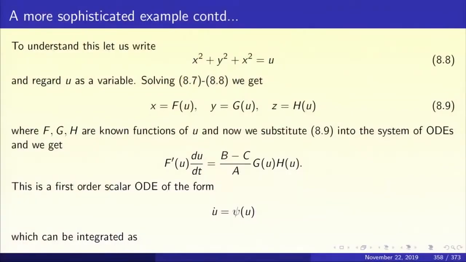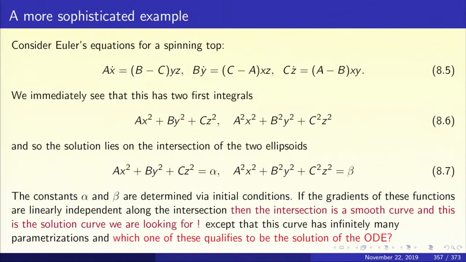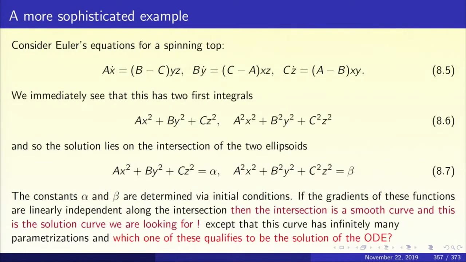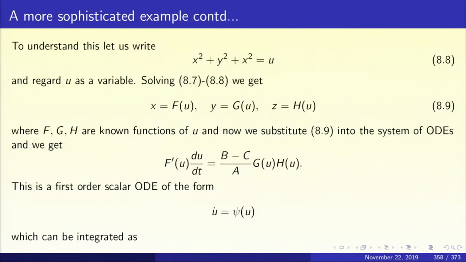So let us write x squared plus y squared plus z squared equal to u. You see, we already have two equations 8.7, and by looking at these two equations, by symmetry, cook up one more equation, x squared plus y squared plus z squared. But x squared plus y squared plus z squared is not a constant, it's a function of time. Let us call that u. So u is a function of time. That's equation 8.8. Now we must solve 8.8 and 8.7 simultaneously for x squared, y squared, z squared, and we get our three functions x, y, and z.